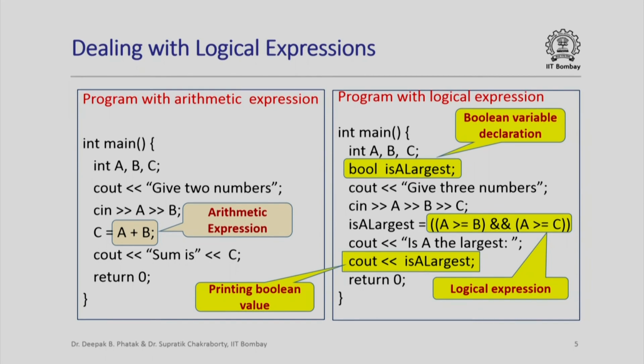And now going back to the program that I showed right at the beginning of this lecture, in this program, now if you look at it, I am basically checking whether A is greater than or equal to B and A is greater than or equal to C, and if that is the case, this boolean variable gets set to the value true, and when I execute this statement, it prints the value 1.